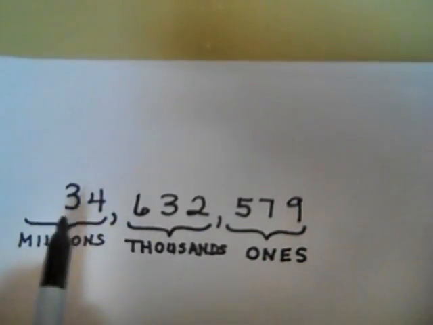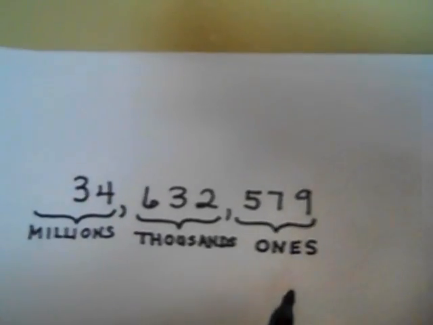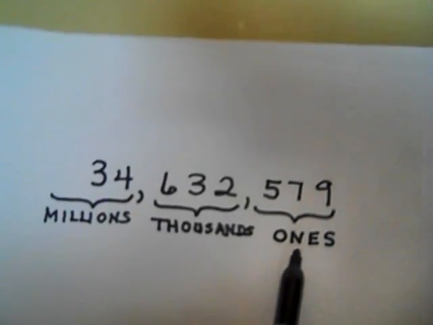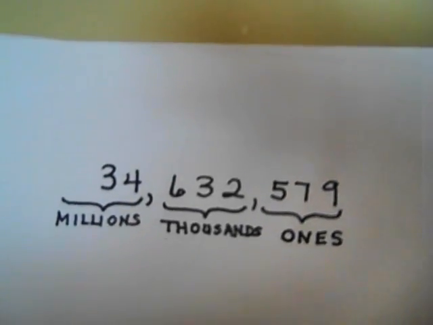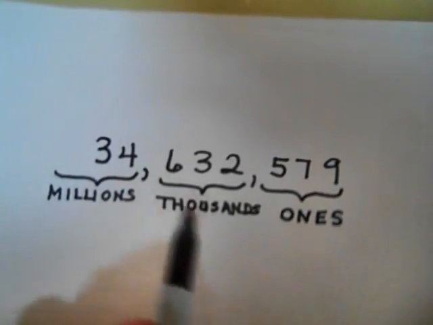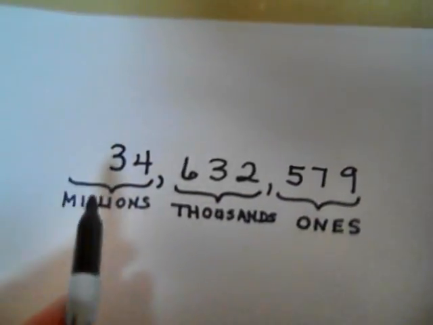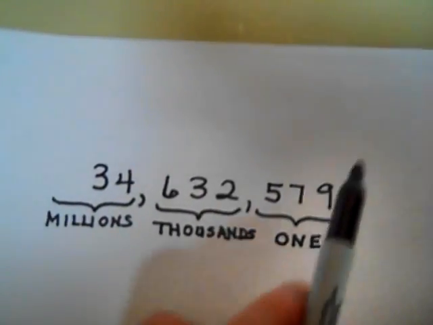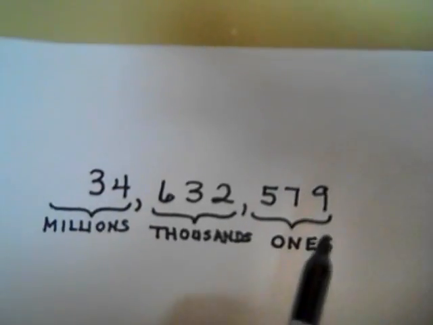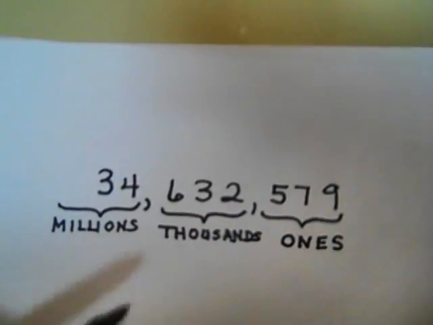And again, period is every three digits. In this number we have the ones period, the thousands period, and the millions period. So fourth graders, I want you to keep working at reading those larger numbers, and probably the next time you see a video, it's going to be talking about how to round larger numbers.